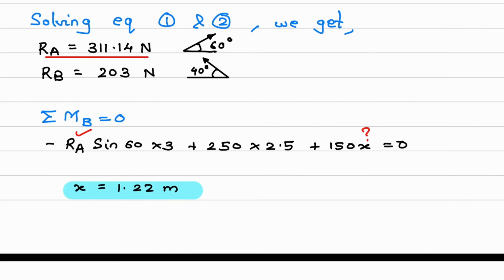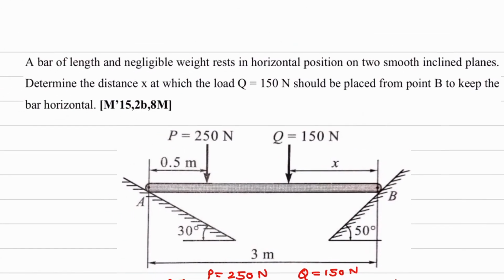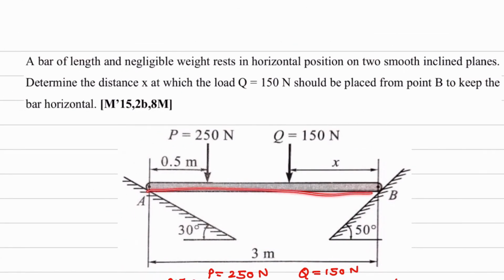So what we have calculated in this numerical: a rod AB is given and forces P and Q are applied, and these are the inclined surfaces. This rod has negligible weight, so weight is not there, and P force and Q force are given. So what should be the distance x so that this rod will remain horizontal? That we have calculated. We'll stop over here with the numericals related to equilibrium. Tomorrow we will start with friction.